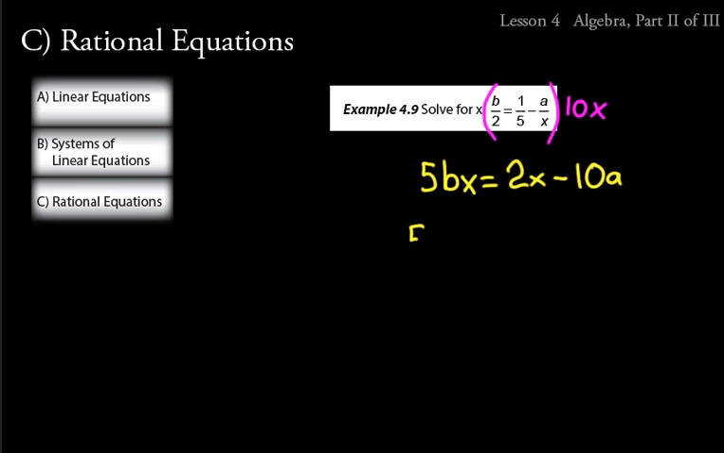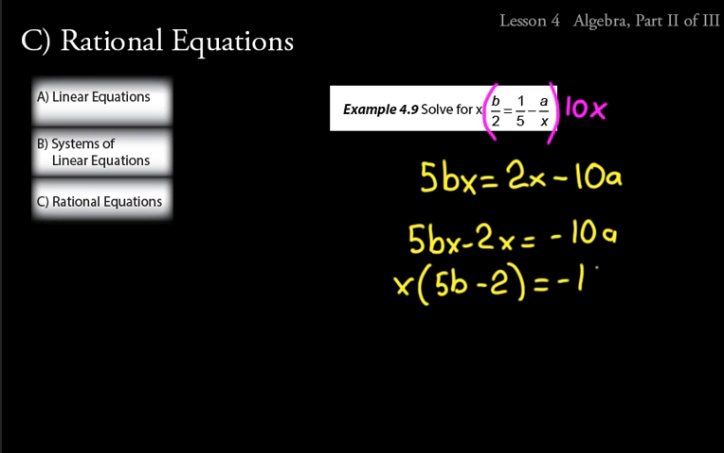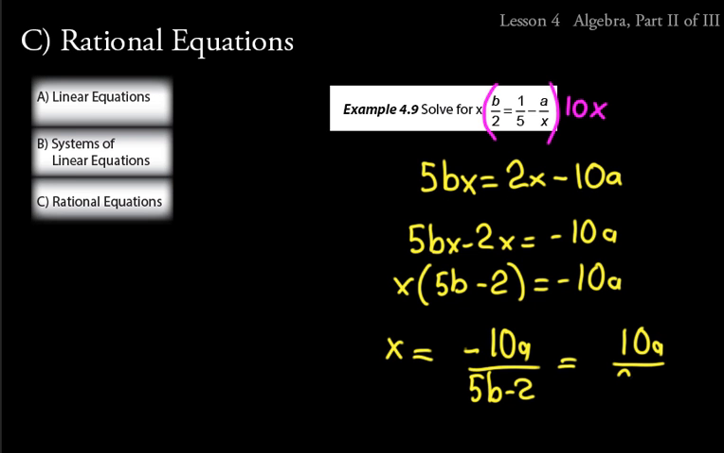So now we'll say 5bx minus 2x equals minus 10a. X, factoring that out, 5b minus 2 is equal to minus 10a. And then divide both sides by 5b minus 2. X equals minus 10a over 5b minus 2, which is the same thing as saying 10a over 2 minus 5b.